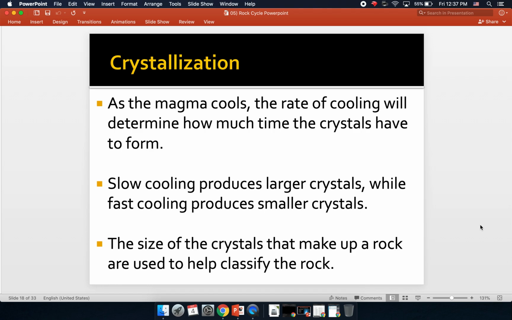All right, as magma cools, the rate of cooling will determine how much time the crystals have to form. The slower the cooling is, the larger the crystals will be. Fast cooling produces smaller crystals or no visible crystals at all. A lot of times when magma cools or lava cools into igneous rock in water, it cools so quickly that there are no visible crystals and the rock can have a glassy-like appearance. So the size of the crystals that make up a rock are used to help classify the rock, to tell what type of rock it is.